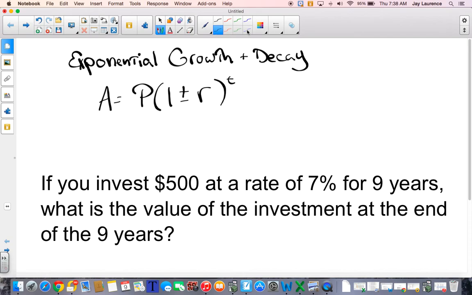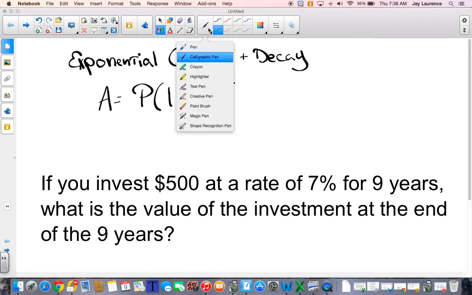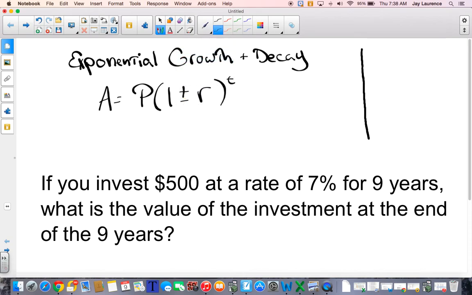Remember that an exponential graph will look something like this, right? That quarter pipe thing we talked about a long time ago. It's not a linear graph, it's exponential. How do I know? Because my variable is an exponent. You say, Mr. Laurence, I see lots of variables. Well, yeah, but trust me.